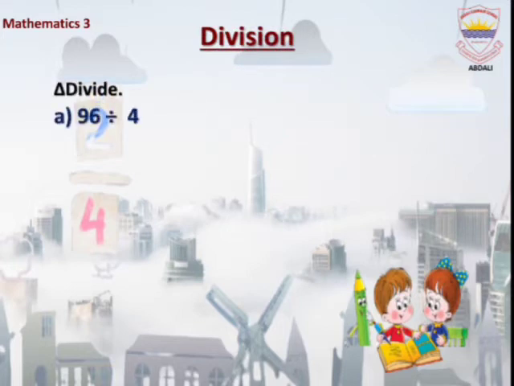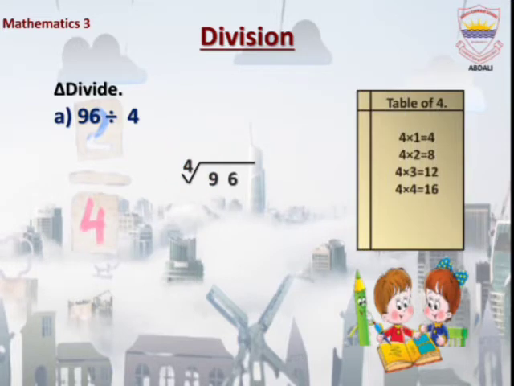Our first example is 96 divided by 4. 96 is the dividend and 4 is our divisor. Now students, what do we do now? We recall the table of the divisor. 4 1 is 4, 4 2 is 8. So we write 8 under 9 and we write 2 at the quotient place.